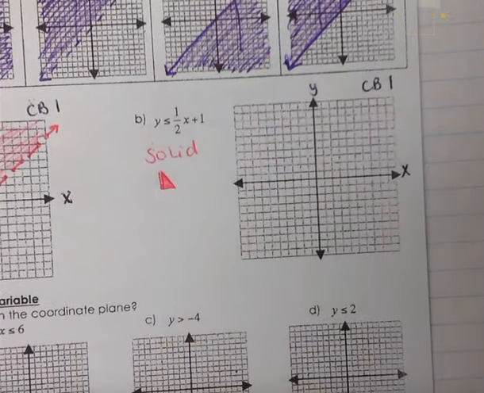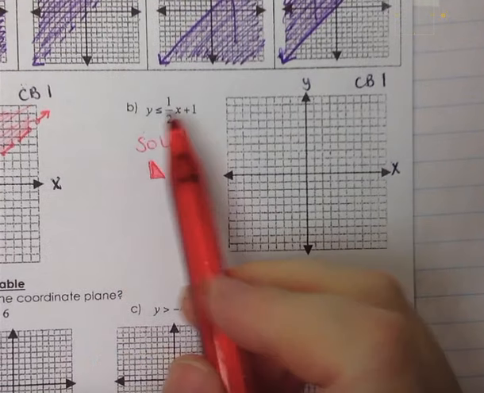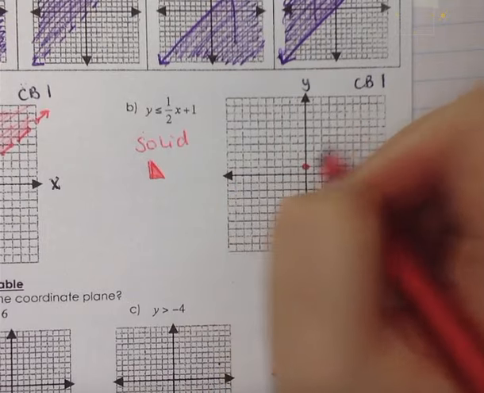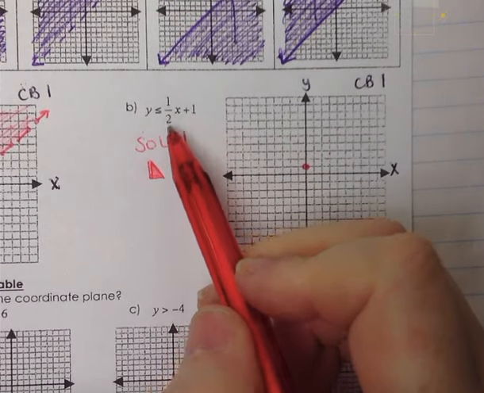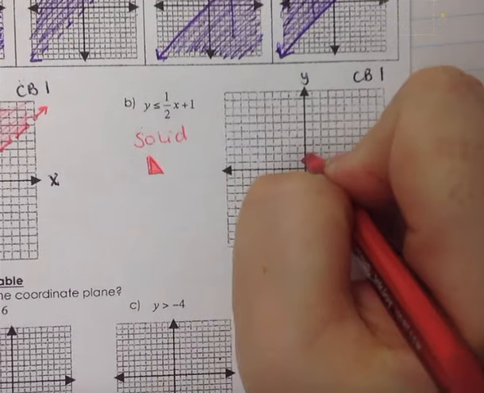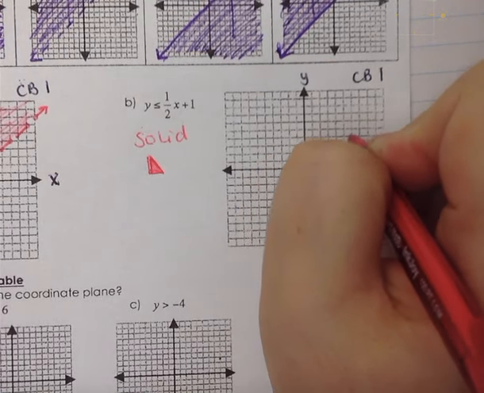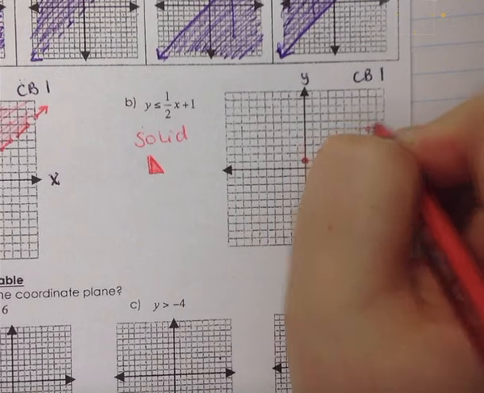So I'm going to do this by hand first. So my y-intercept is 0, 1. So I'm going to go to 0, 1. And then my slope is 1 over 2. So rise 1, run 2. So up 1, right 2. Up 1, right 2, and so on. So I'm going to go as much as I can.